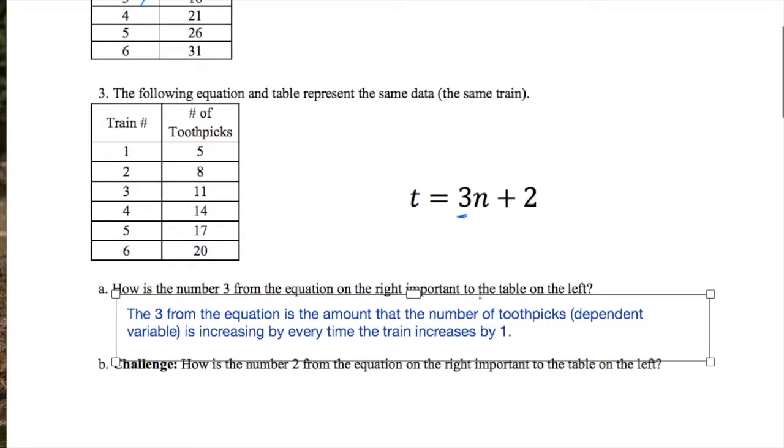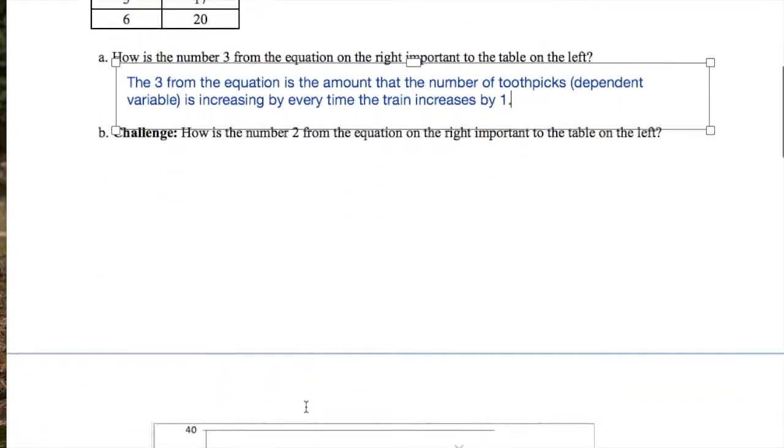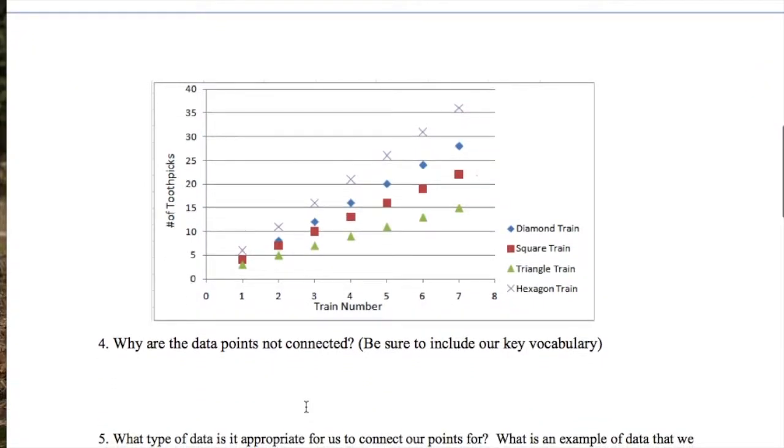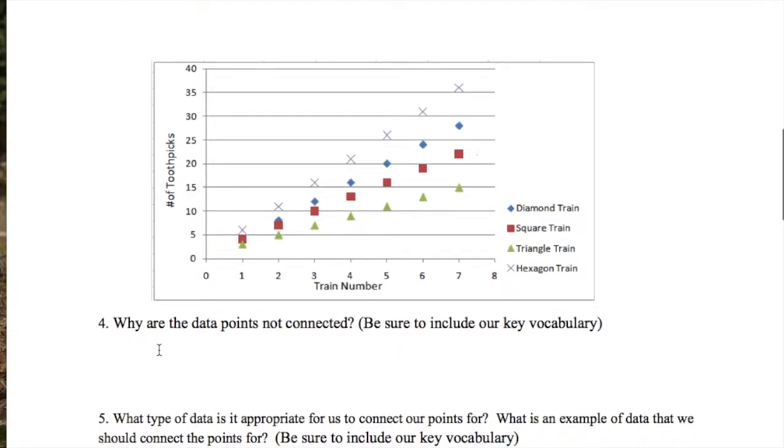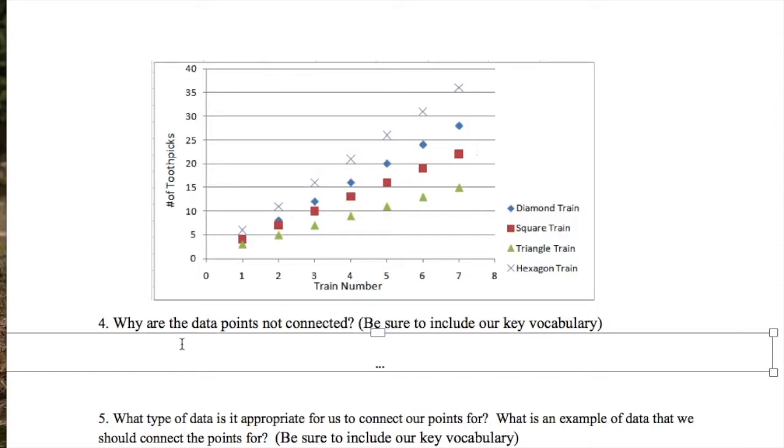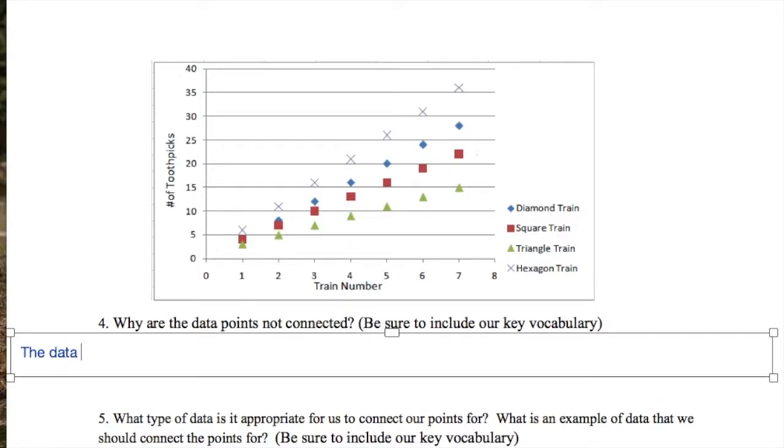Okay. Again, think about the 2. The 2 is a challenge. How is that connected? I'll leave that again for more thought. Okay, so why are the data points not connected here? The data points are not connected because there are not values for trains that are fractional.